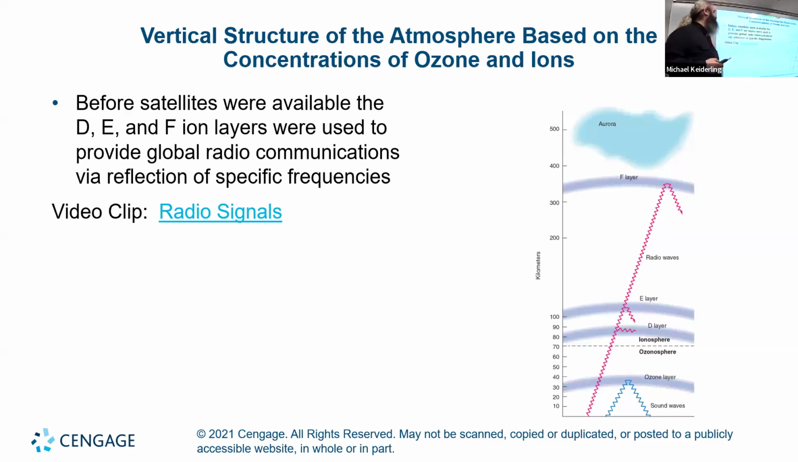And before satellites were available, the D, E, and F ion layers were used to provide global radio communication via the reflection of very specific frequencies. And you can still do this if you get into ham radio or something. And these are high up, up in the mesosphere and the thermosphere, because they're fed by material emitted by the sun and captured in Earth's magnetic field. So actually they're all up in the thermosphere, basically.